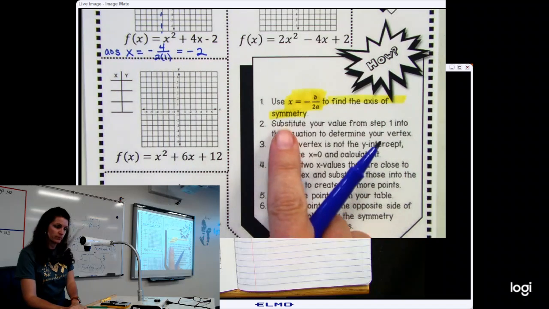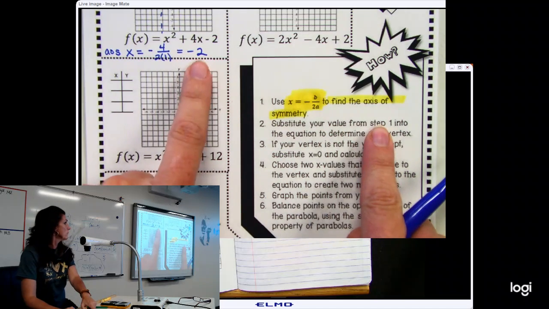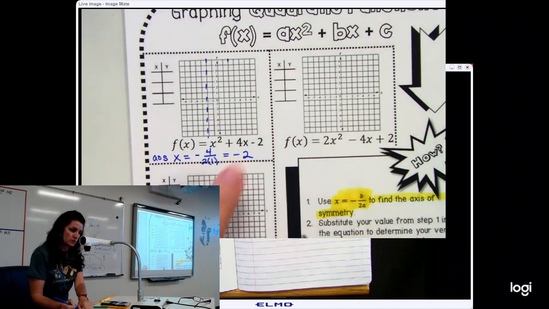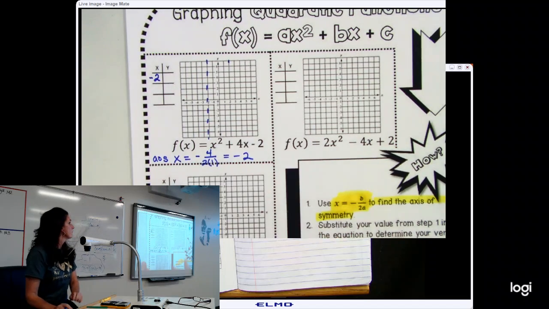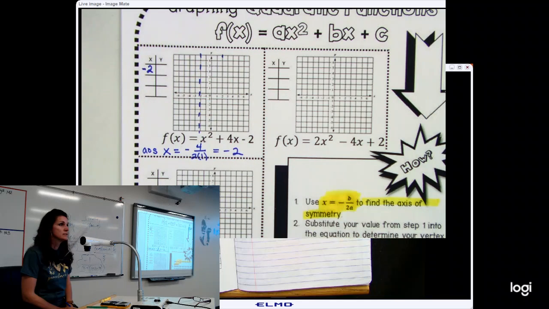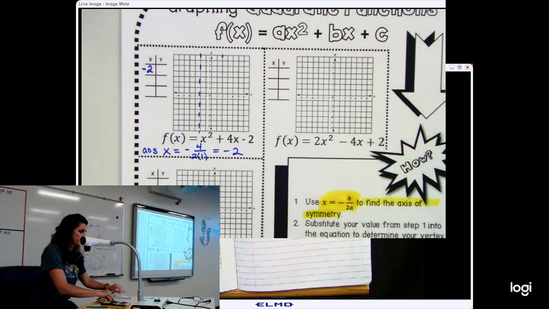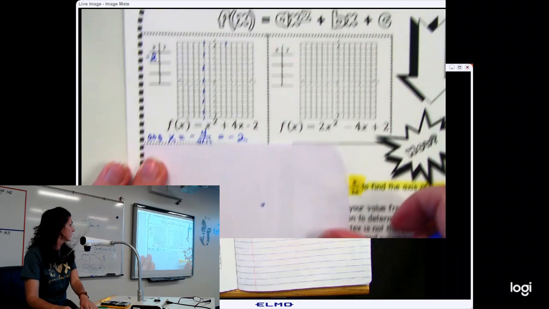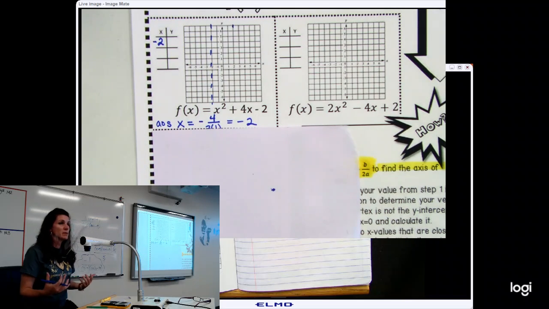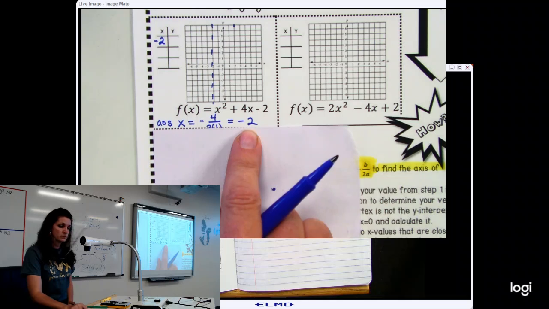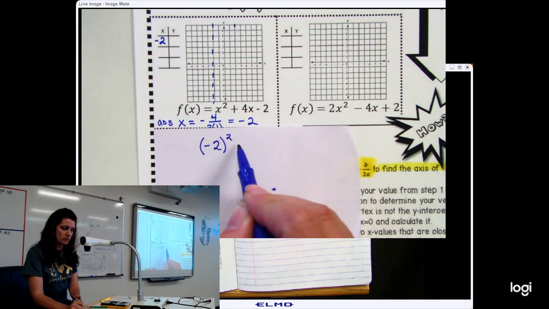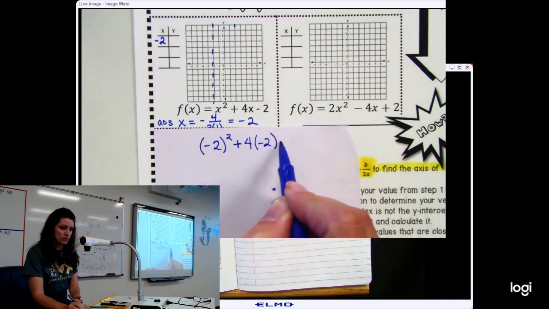So the next thing we do, substitute our value from step 1. What was our value? Negative 2, into the equation, and that will give us our vertex. I've got a little t-chart here, and I'm going to substitute in negative 2. Do you know what I mean when I tell you that I want to substitute in negative 2 into my equation wherever I've got an x? So that would be negative 2 squared plus 4 times negative 2 minus 2.